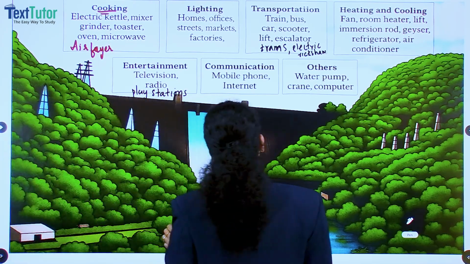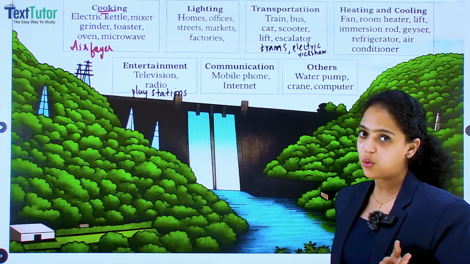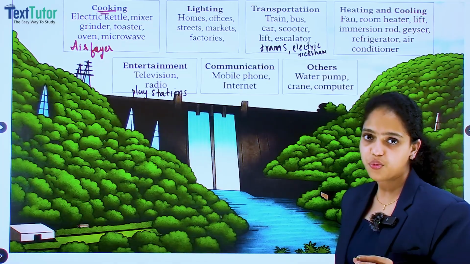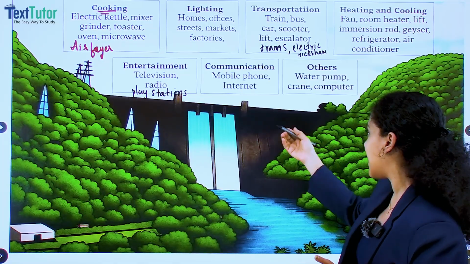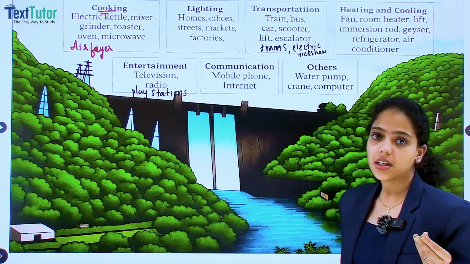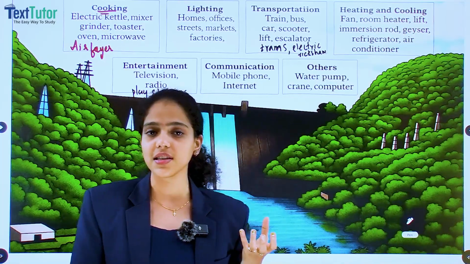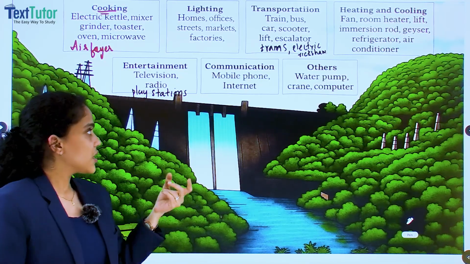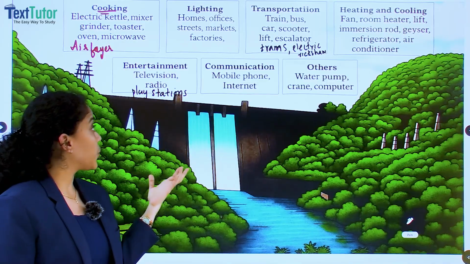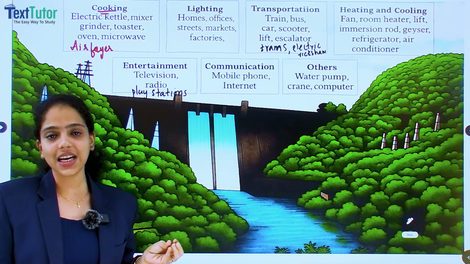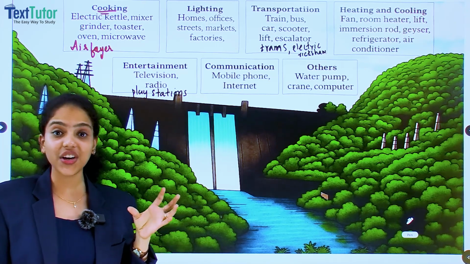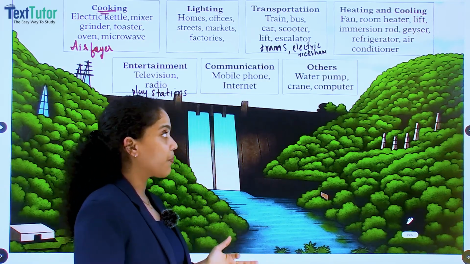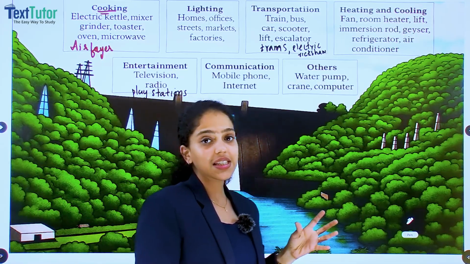For communication mainly we use our mobile phones. We are charging our mobile phones by using electricity. Then for the internet we can see there are Wi-Fi modems. Wi-Fi modems work using electricity. So mobile phones, internet, computers, laptops all work using electricity or electric chargers. Then other uses mentioned are water pumps, cranes, computers, etc. All those use electricity.